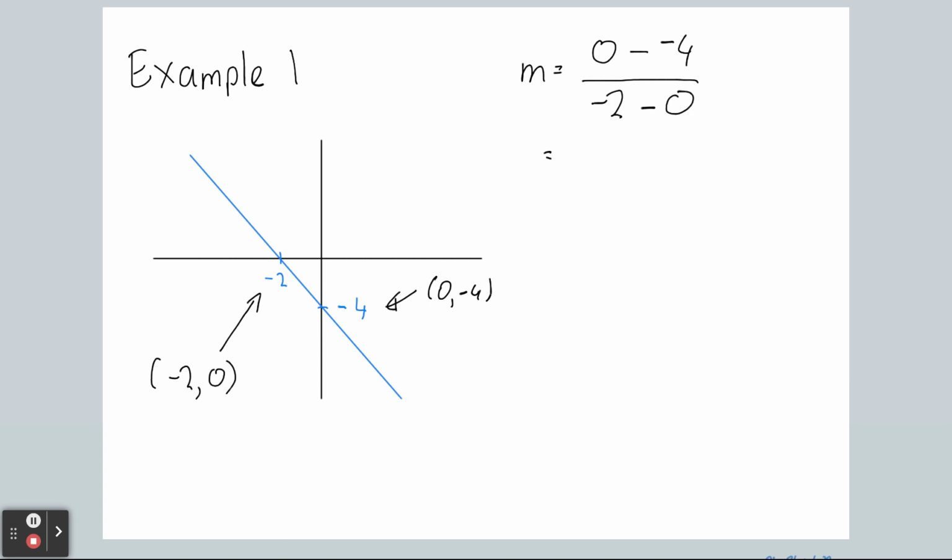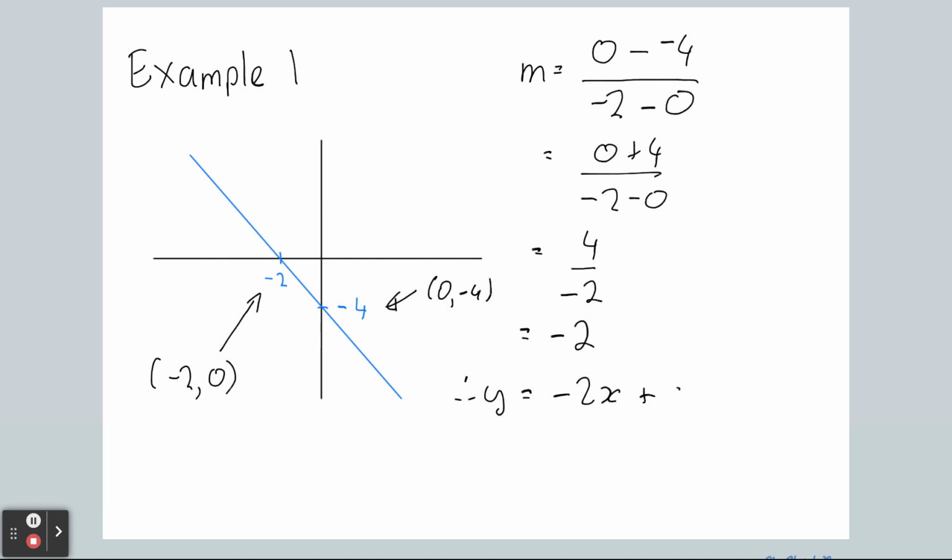Okay, working that through, subtracting a negative is the same as adding, so I've got 0 plus 4 over -2 minus 0. The top of it becomes 4, the bottom of it becomes -2, and 4 divided by -2 is equal to -2. So we've got y is equal to -2x plus c.